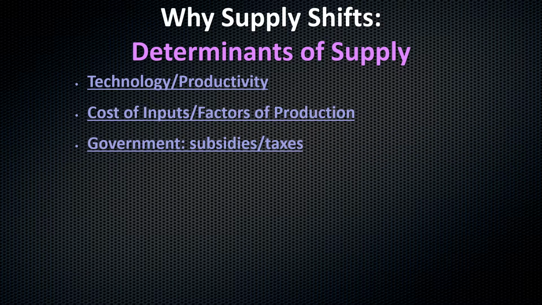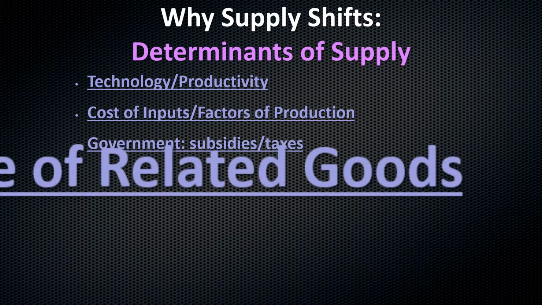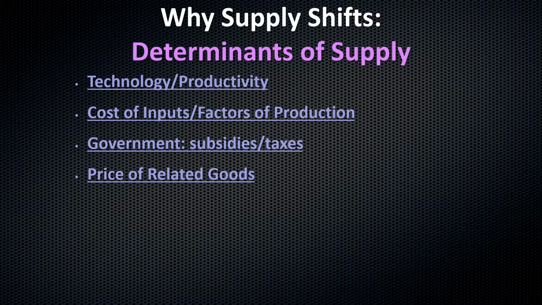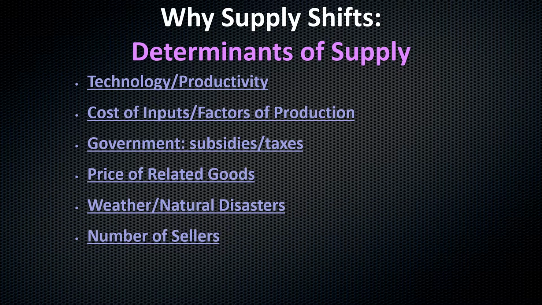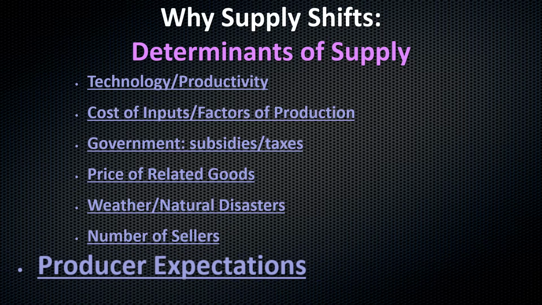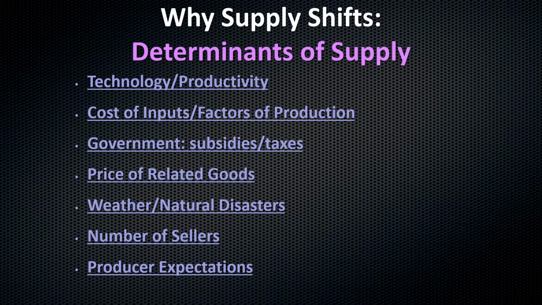The government, subsidies, remember those are money given by government to certain businesses for a specific purpose, and taxes are money given by businesses to the government. Price of related goods, so this could be Blu-ray players and DVD players, right? These are related goods. Weather and natural disaster, number of sellers, so I used to have 3 cake shops and now I have 7 cake shops. I have an increased number of sellers. This is going to shift supply. And producer expectations. So if a producer is expecting prices to fall in the future, that's going to change what supply does now.